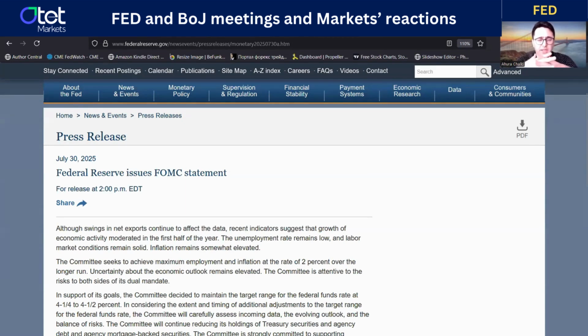First of all, as it was expected, already 100%, it was expected to hold the rates. The Federal Reserve held the rates unchanged, between 4.25 and 4.50%. Generally, from the talks and from the tone of the statement and the press conference, it was somehow a little bit more hawkish than expected. That's why the market reaction, especially in the US dollar, was in that way.